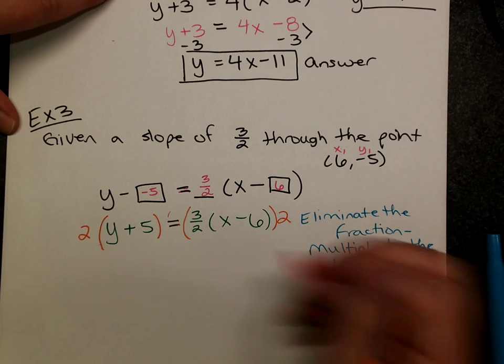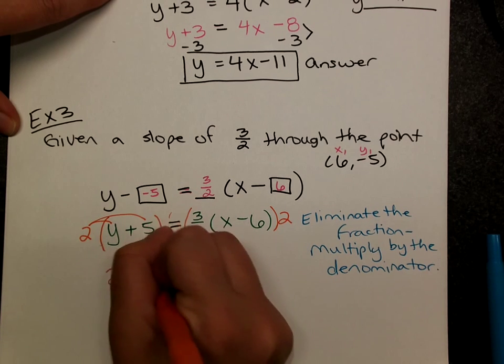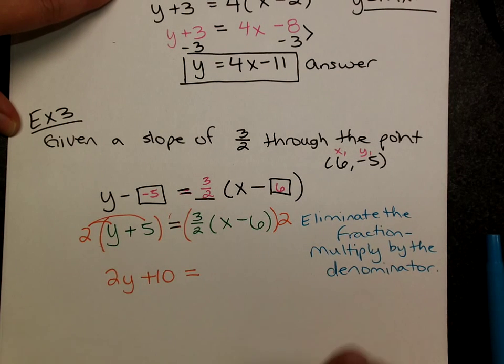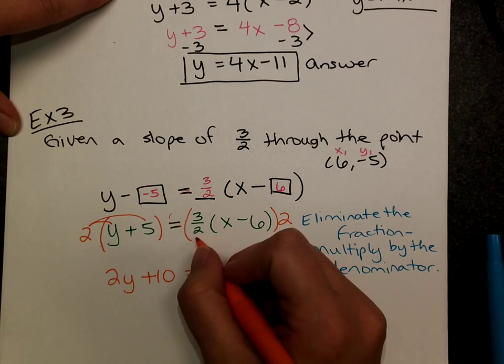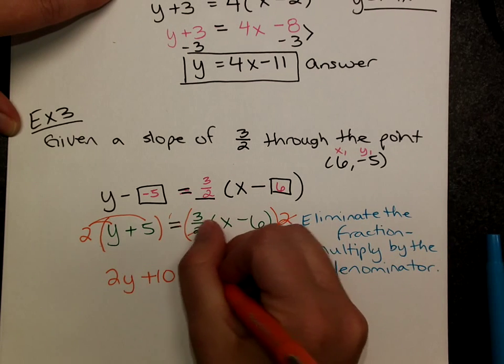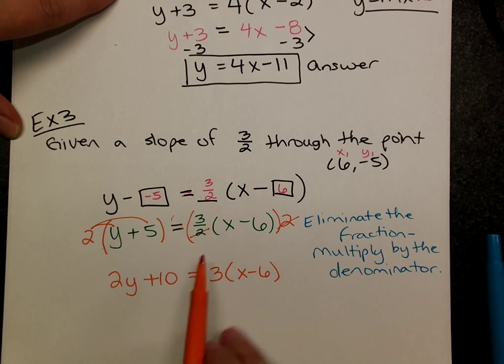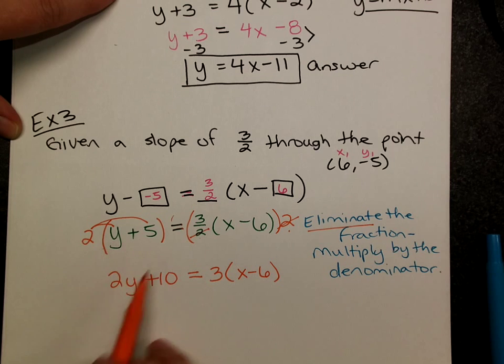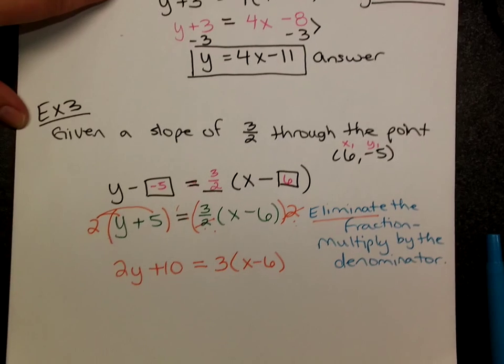When we multiply the left side by 2, that 2 gets distributed. 2y plus 10. The right-hand side does not change very much. The 2 that we multiply by, all it does is cancel the 2 on the denominator. Nothing else changes. So we have 3, and we still have x minus 6. So all it does is eliminate the fraction. So you multiply by the denominator. On the opposite side, you actually change stuff. On the same side, all it does is cancel. So just be careful there.